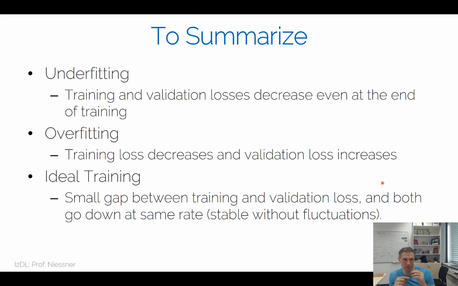But it's of course not everything. There's a small gap, and we want to make sure they're both low, right? So it doesn't help us if the gap is small, but the training loss is too high. Then we're in an underfitting case, right? So we want to have low training and low validation, and this is the way we debug it.